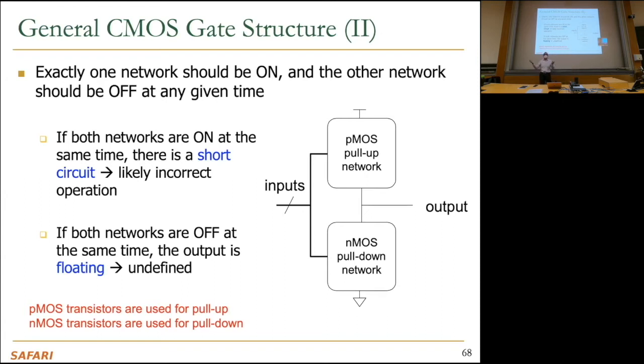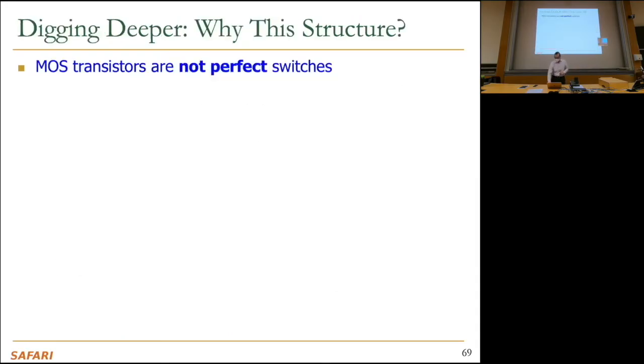You're violating the circuit principles, basically. So as a result, you get incorrect operation. Sometimes you may even burn the circuit potentially. If you're not connecting anything to the output, then you're not necessarily doing something wrong, but you don't know what the output is in that case. Right? Okay.